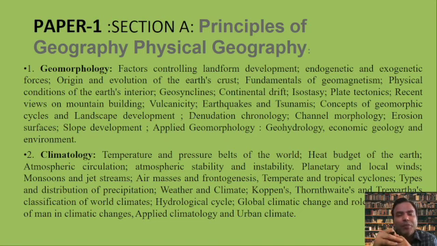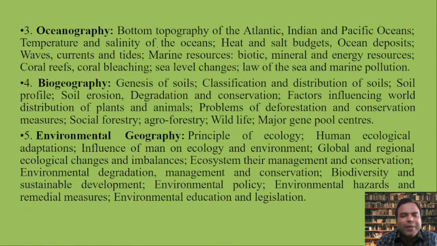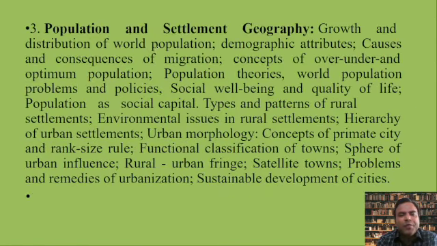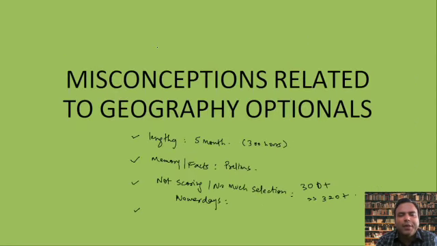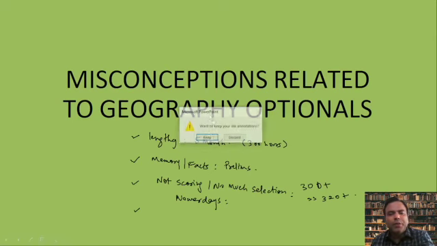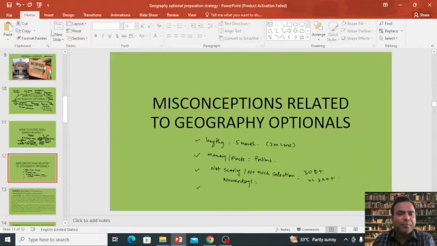Never hide from doing hard work, and although you are doing hard work, follow the right approach. So let's see paper 1, section A, physical geography. Physical geography consists of 5 units and human geography consists of another 5 units. The question is, why are these units like this? If you understand the topics of the optional, you can easily say why the syllabus design is like this.